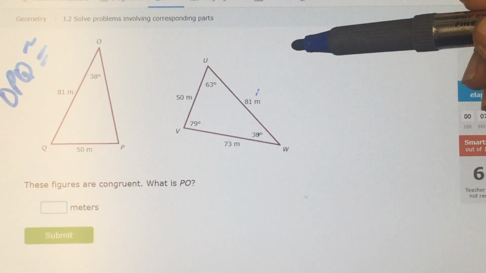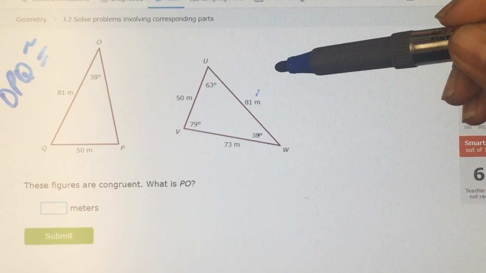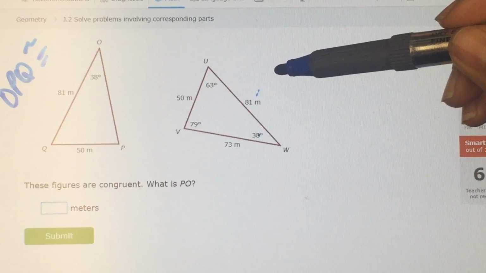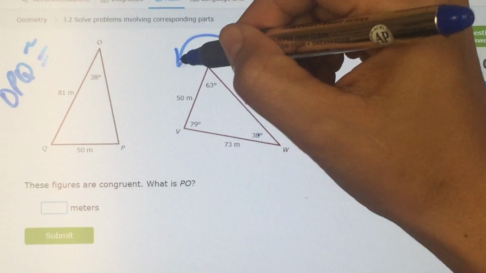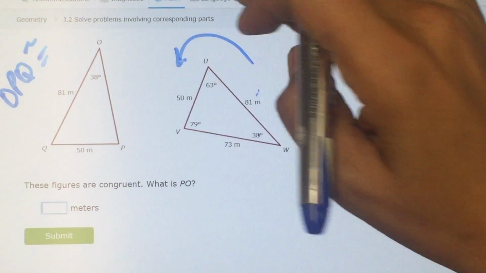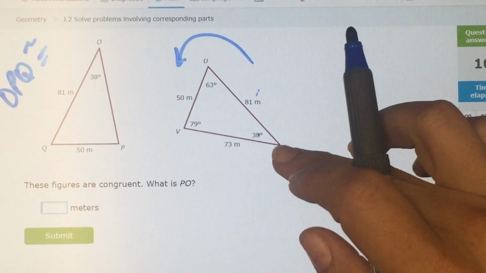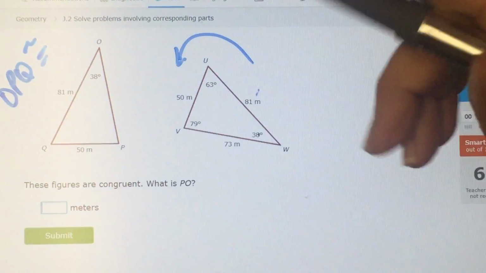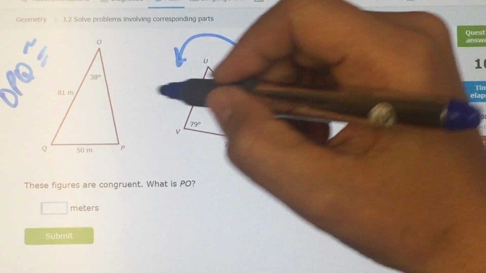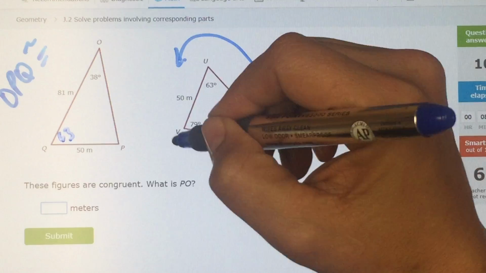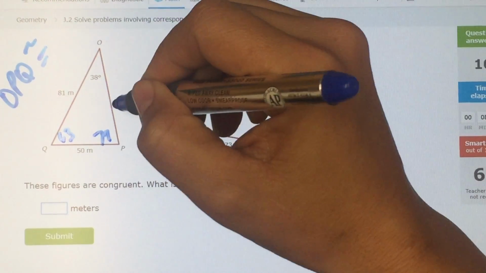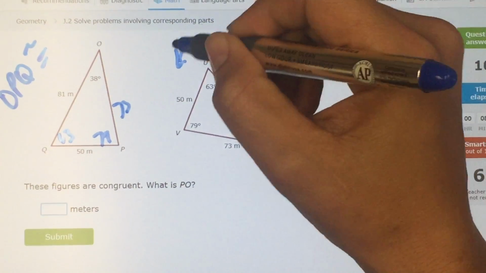So with this one, I just have to look at the shape actually. All right, so if I rotate the shape this way, if I make it stand, it's gonna look like this. So if I rotate the shape to make it look like this, so that it goes 30, then 81, this has to be 63, then 50, this has to be 79, and then this is 73. All I did was rotate it.